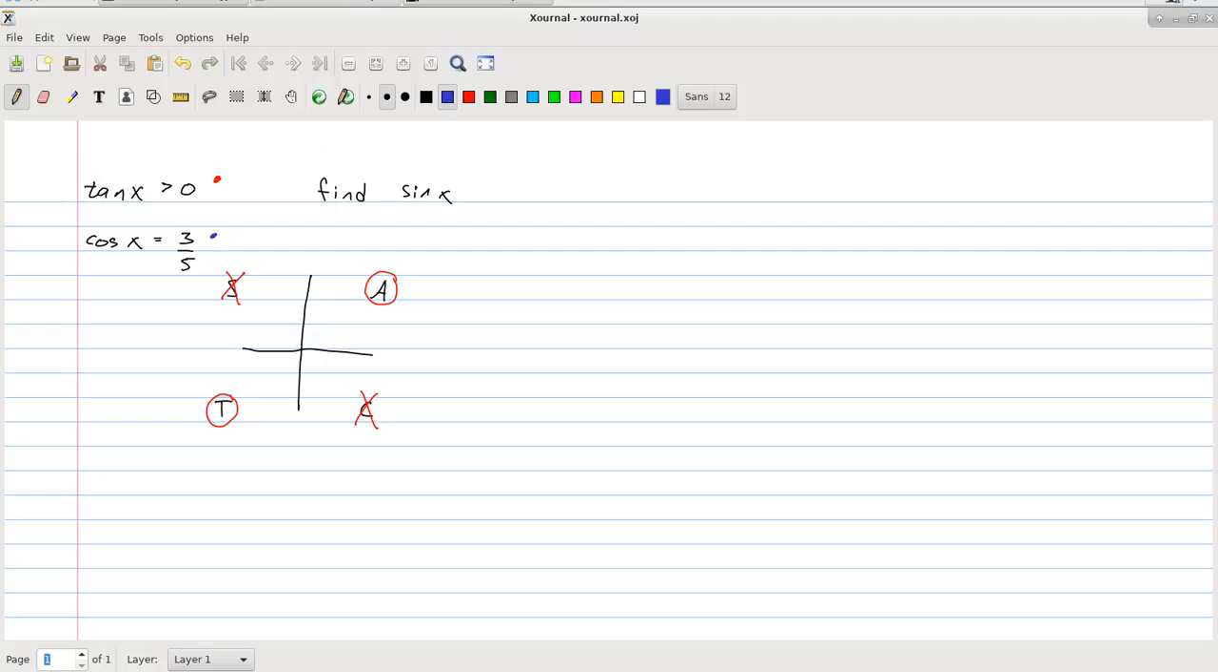Then we're going to use the fact that cosine is positive 3/5. If cosine is positive, that means we must either be in the first quadrant where all the functions are positive, or in the fourth quadrant where cosine is positive. Now that's already been eliminated. That means we must be in quadrant 1. Now let's draw the picture in quadrant 1.